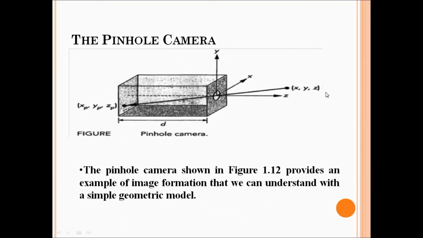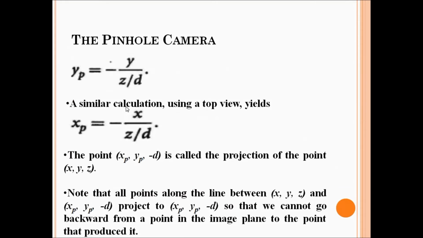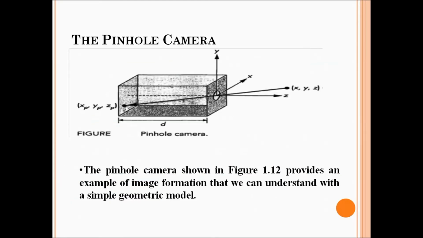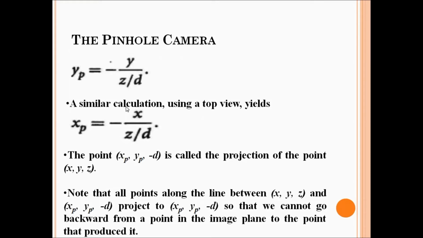So this is an actual point. Actually, this is an object, and this is the image of the point, exactly opposite on the film plane. And remember here, my object is a point. That's why my image is also a point only. So this is where the image of the point is projected, and that is called the projection of the point x comma y comma z. The point xp comma yp comma minus d is called the projection of the point x, y, z. You can see there in the diagram.